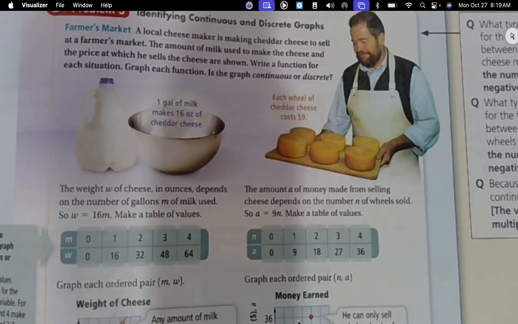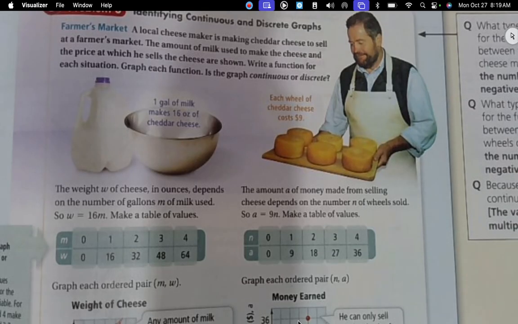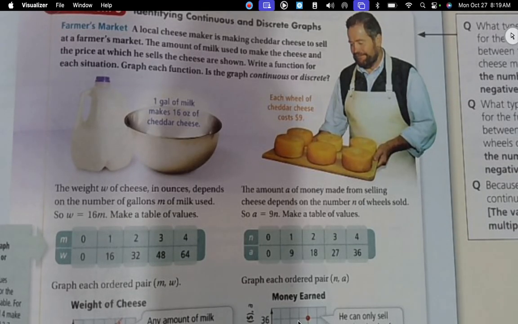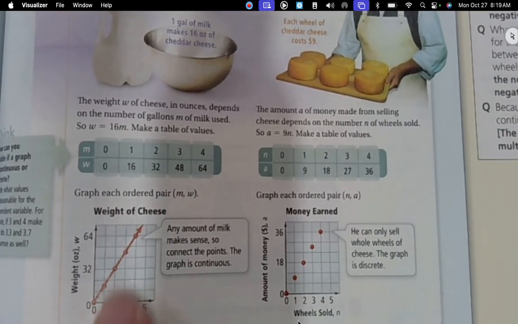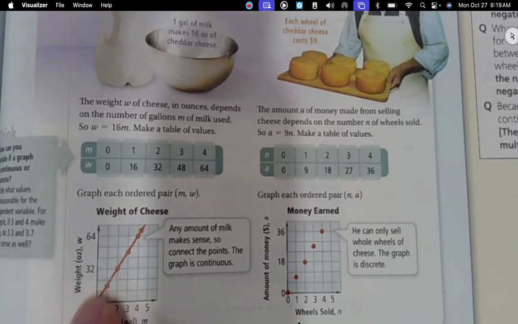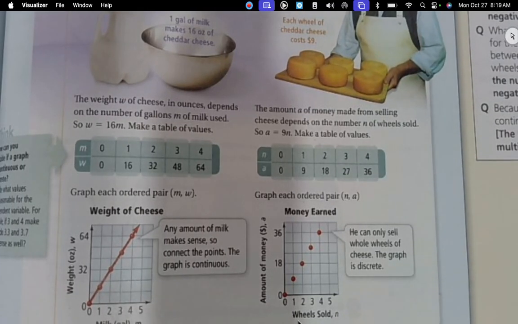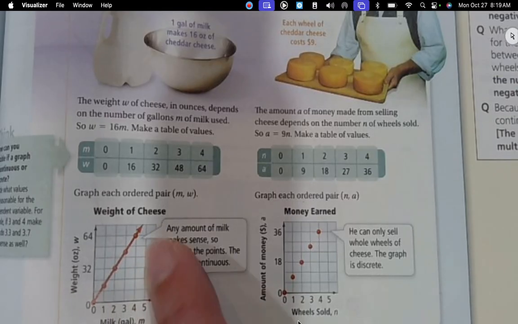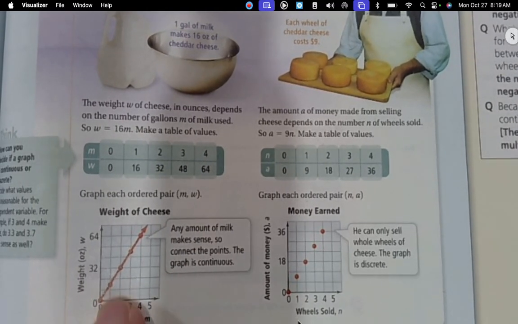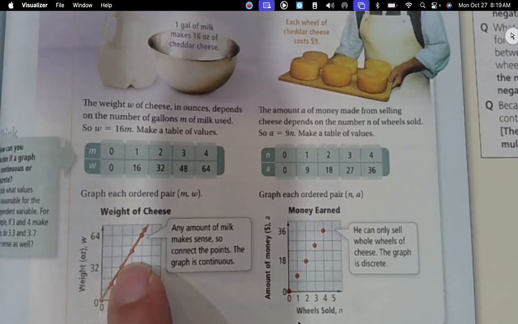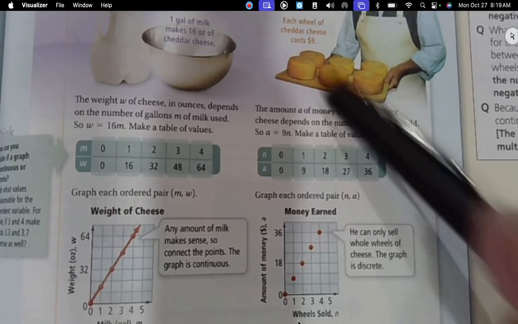You can probably even use 1.5 gallons of milk. Have y'all ever done a recipe and you halved it? Yes? So that one is continuous, and that's what it's going to show right here. It's a continuous function because you can take 1.5 gallons of milk. All right? So this one is continuous. If you use 0, 0. If you went 1, it went up to 16. 2, up to 32.